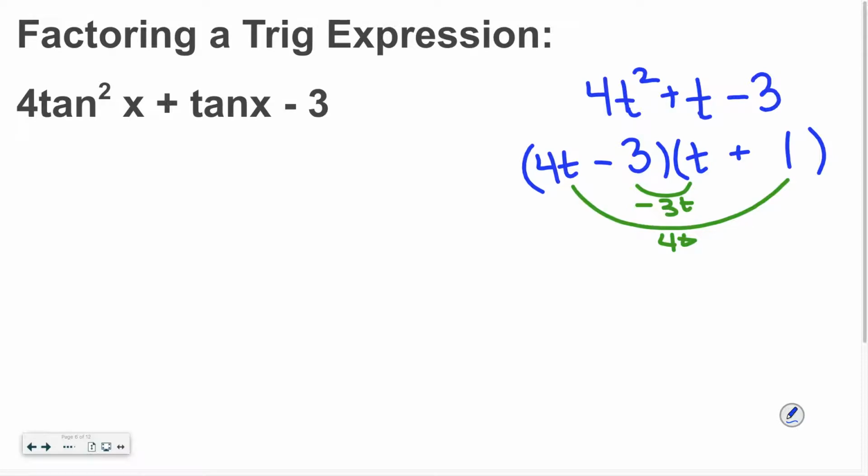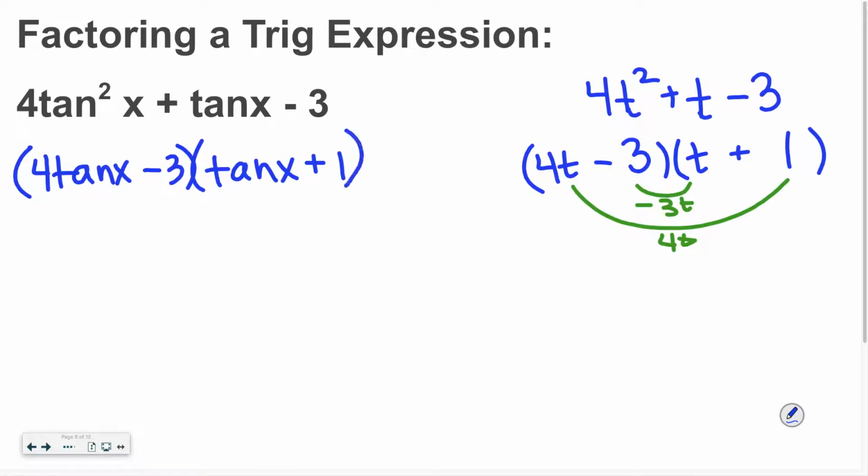Okay, so if this expression factors to this, then 4 tangent squared x plus tangent x minus 3 would factor to 4 tangent x minus 3 times tangent x plus 1. Essentially, I just made the t's tangents, and that's why I use t. Okay, if it's sine, I would use s's and then change all the s's to sine of x. Okay. I would change them to a single letter until you get more comfortable factoring using trig expressions.